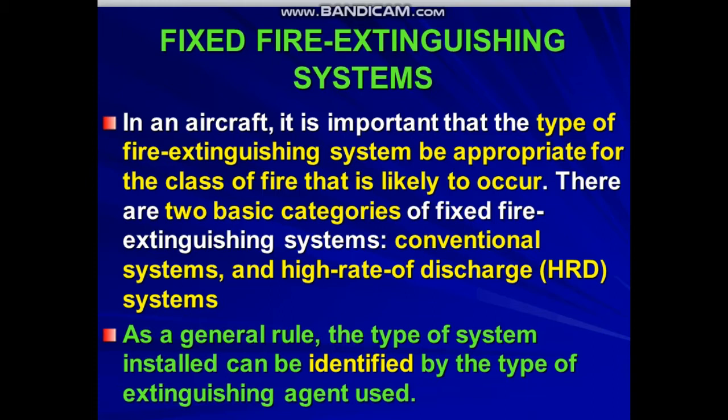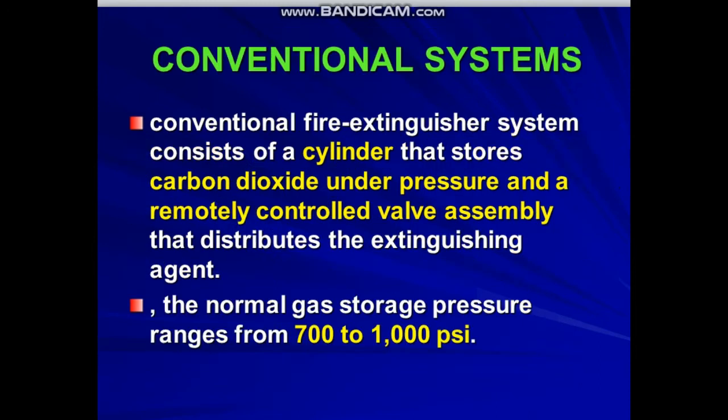As a general rule, the type of system installed can be identified by the type of extinguishing agent used. How come? For example, in the conventional system we will use carbon dioxide, but in the high rate discharge system we will use the halogenated hydrocarbons. We will start with the first type, the conventional systems.